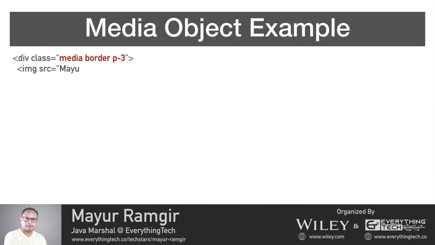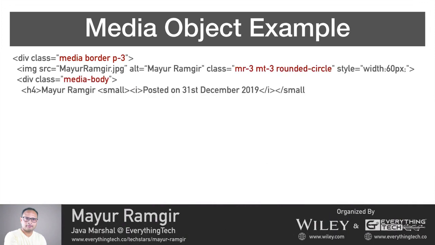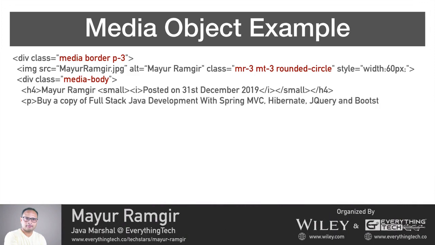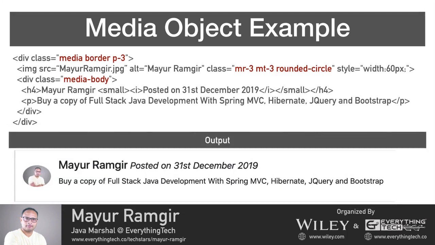Let's take this example in which we have a div class which contains the media class followed by an image element. Then comes a div element with the media-body class. Upon rendering this code in a browser, you will see the following output.